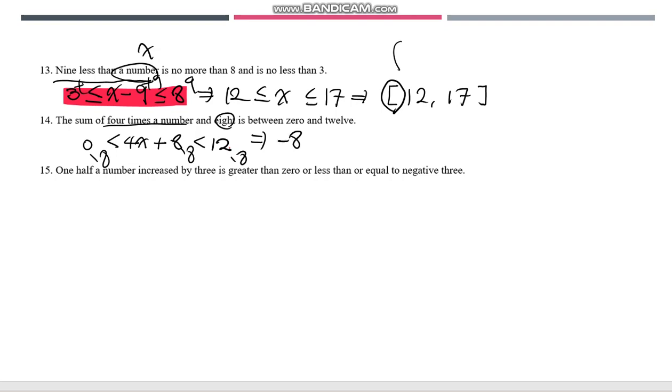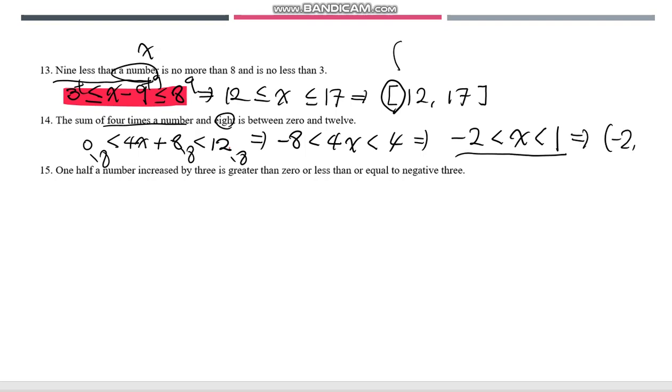Then we have minus 8, 4x, and then 4, right? Now if you solve it, then it is negative 2, x, and then 1. In this case, it is negative 2 and 1. Again, parenthesis means they are not included.